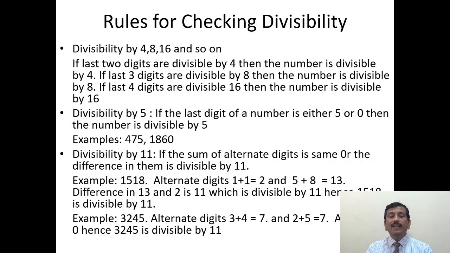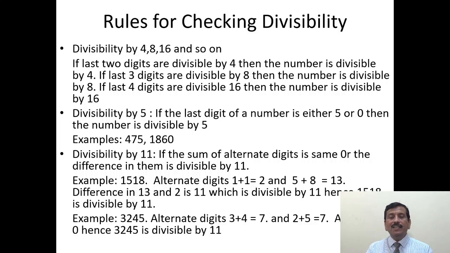We'll see the divisibility by 5. If the last digit of a number is either 0 or 5, then the number is divisible by 5. Example, say 475 or 1860, having respectively 5 or 0 as the last digit. So they are divisible by 5.